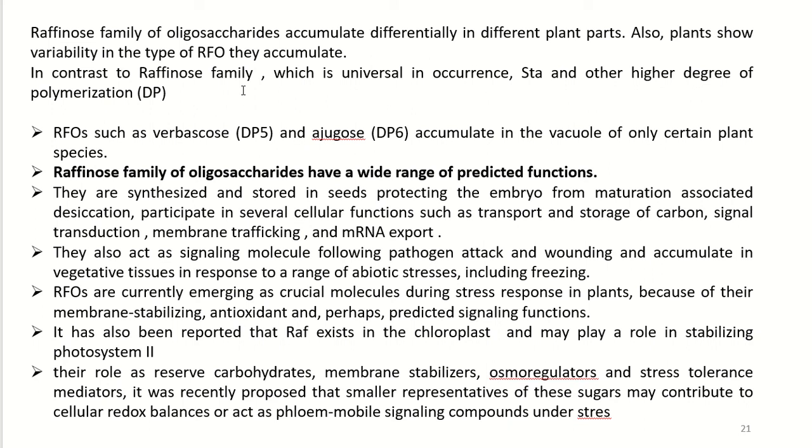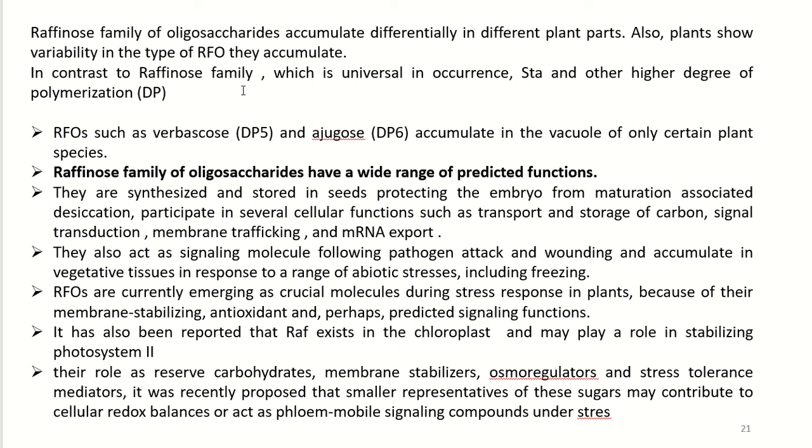As we have studied previously, I have already told you what RFOs are. RFOs, not range forest officer. Here you have to remember raffinose family oligosaccharides. The raffinose family of oligosaccharides accumulate differentially in different plant parts, and plants show variability in the types of RFOs. In contrast, raffinose is universal in occurrence. Stachyose and other higher degree of polymerization.